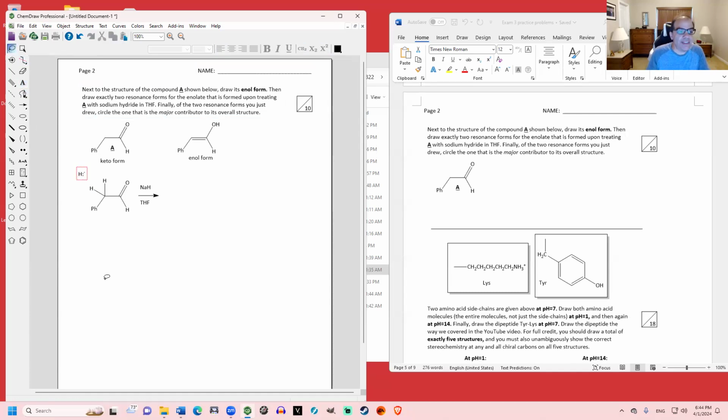So what it's saying is that using H minus as a base, we're going to deprotonate next to the carbonyl. Remember not to pull off the aldehyde proton. That proton is completely non-acidic. That's not the proton you go after. You pull off the proton that's next to the carbonyl.